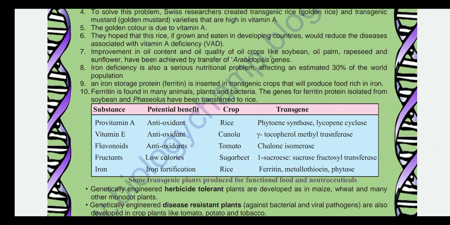Improvement in oil content and oil quality of oil crops like soybean, oil palm, rice and sunflower have been achieved by transfer of the Arabidopsis gene.